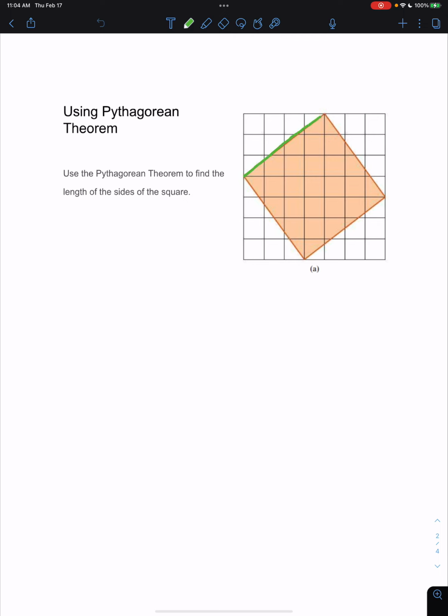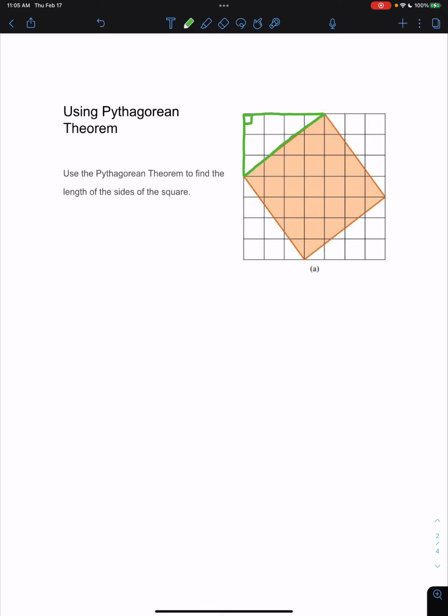I'm just going to say that we know it's a square, so all the sides are the same. So we can pick any of these sides. I'm just going to use this one at the top here, and I'm going to draw out and outline my right triangle. Notice that I have a right angle here.